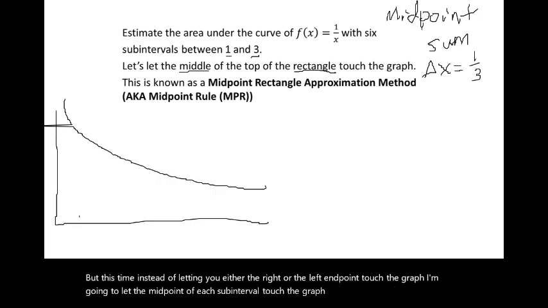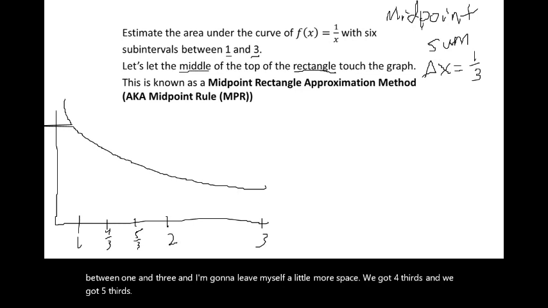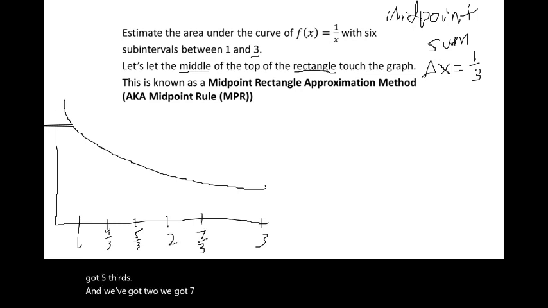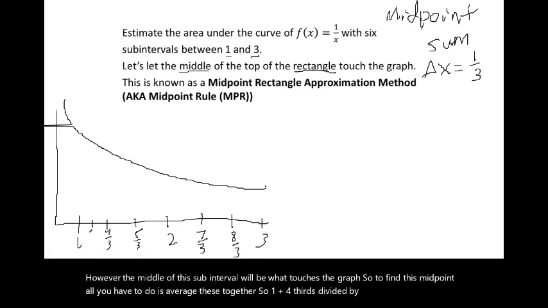So let's break this up. We still have the interval between 1 and 3, and I'm going to leave myself a little more space. We've got 4/3, and we've got 5/3. Then we've got 2, and we've got 7/3, and we've got 8/3, and we've got 3. Now, the first rectangle is still going to be formed between 1 and 4/3. However, the middle of this subinterval will be what touches the graph. So to find this midpoint, all you have to do is average these together. So 1 plus 4/3 divided by 2 is 7/6.